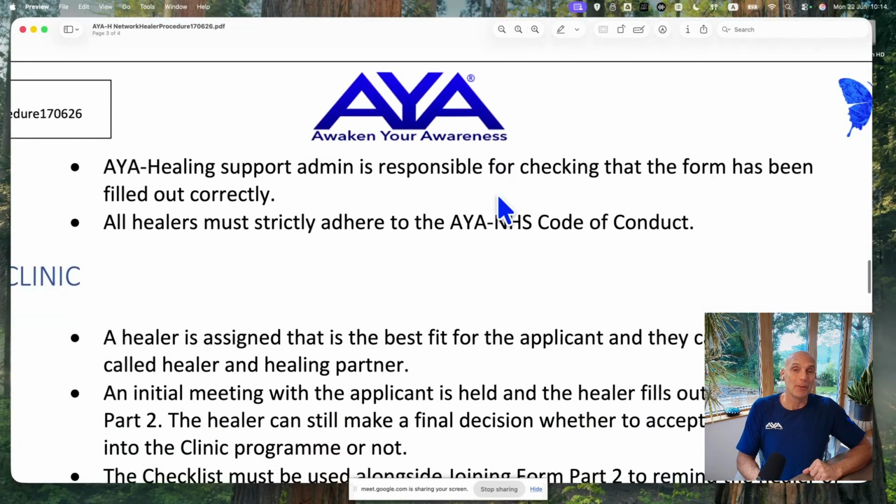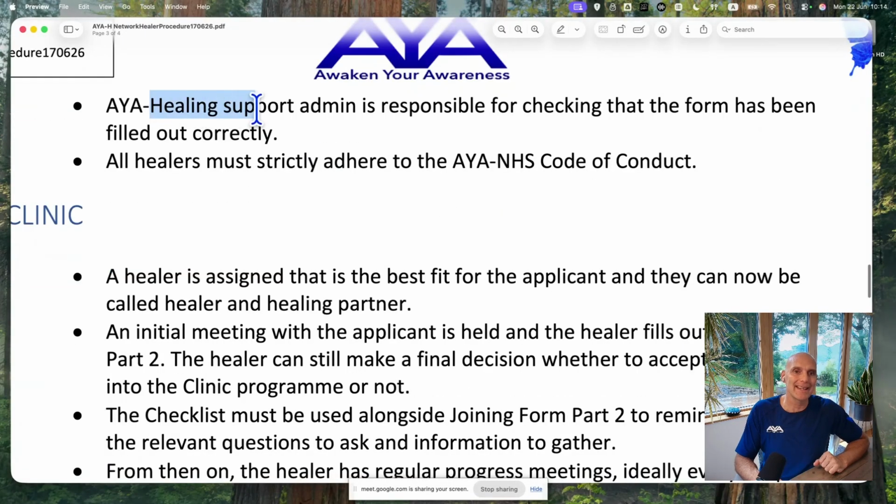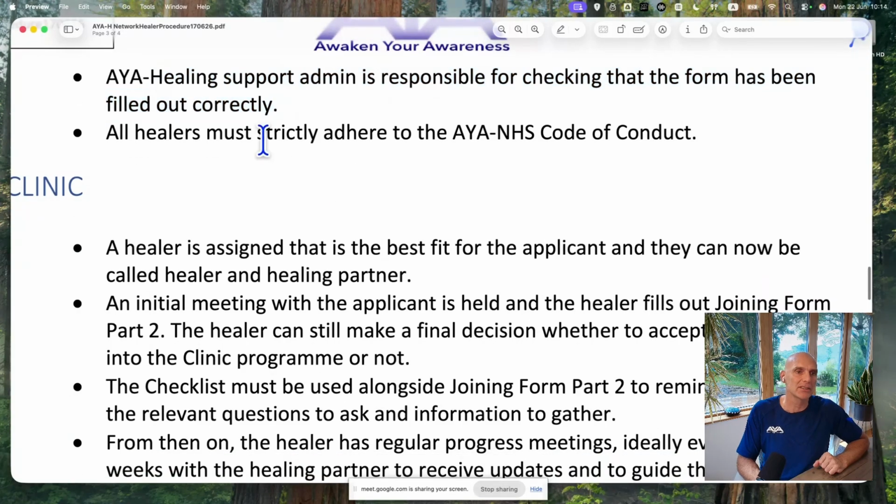And by the way, I'm going to upload these documents to Classroom so that you can read through them in your own time as well. And of course, they are on the Aya database, and you have the locations as part of this procedure. So it's the Aya Healing Support Admin's responsibility for checking that the joining form part 1 has been filled out correctly. And then the last point in this section, all healers must strictly adhere to the code of conduct.